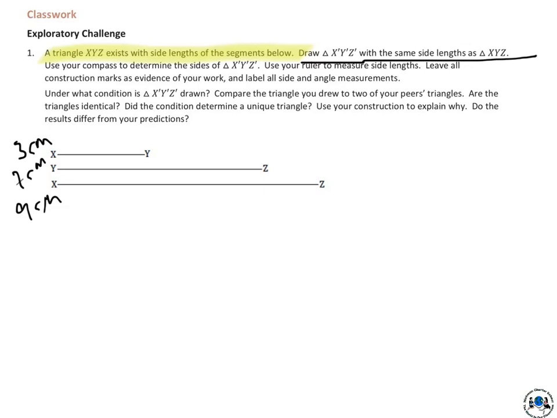Okay, so use your compass to determine the sides of triangle X prime, Y prime, Z prime. Use your ruler to measure the side lengths. Leave all construction marks as evidence of your work, and label all side and angle measurements. Okay, so as you can see, you're going to use your compass, and your compass, of course, means you're going to create circles. Okay, so leave all the circles. Don't erase anything. Well, you're not going to show it to me anyway. You can do whatever you want, I guess.